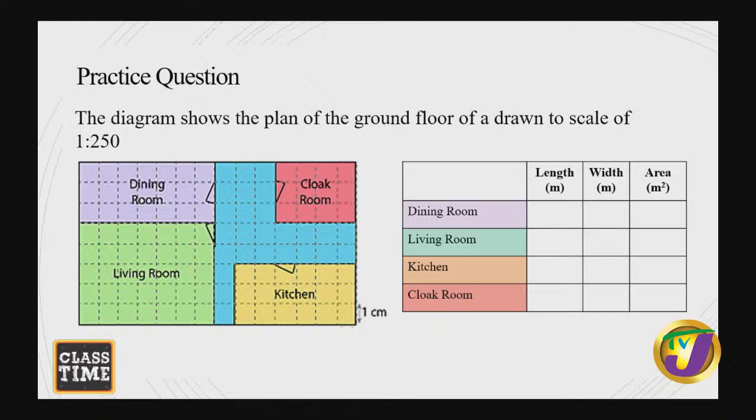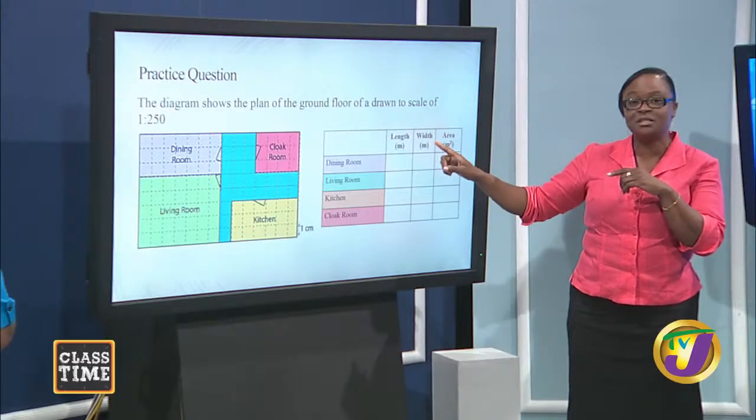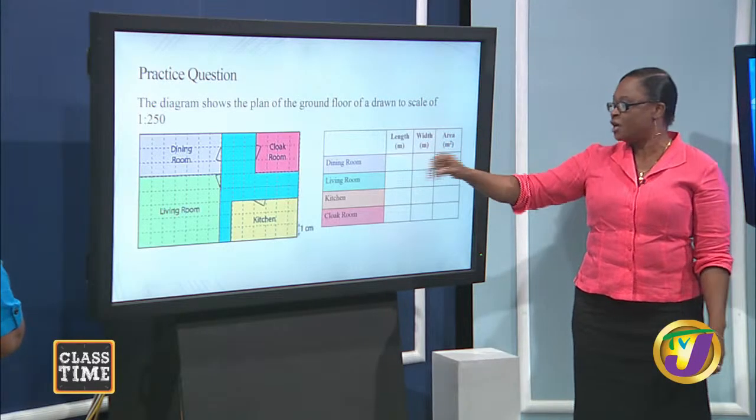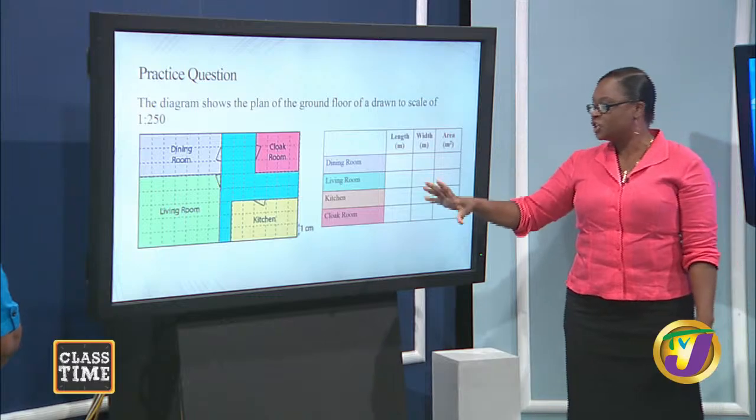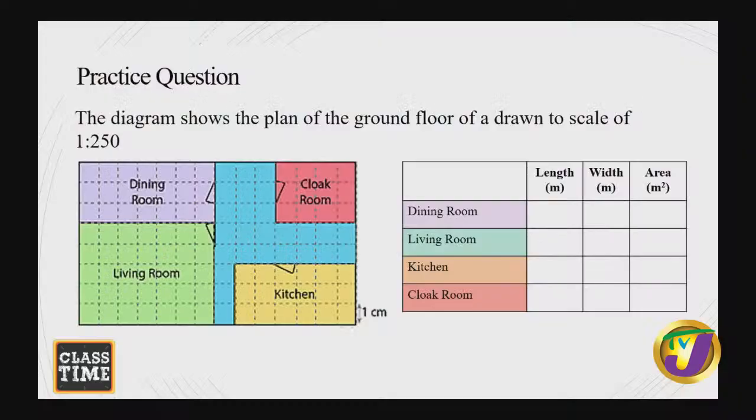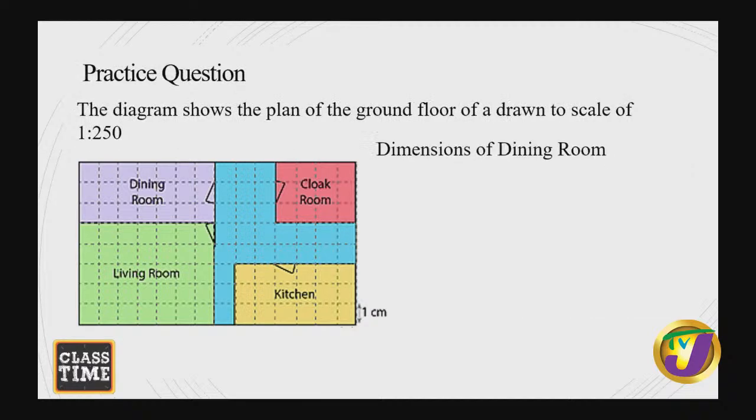We are now required to complete this table. We are completing the table to find the length in meters. Please pay attention to this. In meters of the dining room, the living room, the kitchen, and the cloak room. We find the length, we find the width, and we will find the area. Now, before we go into completing the entire table, I want us to explore something just a bit. I want us to explore the dimensions of the dining room.